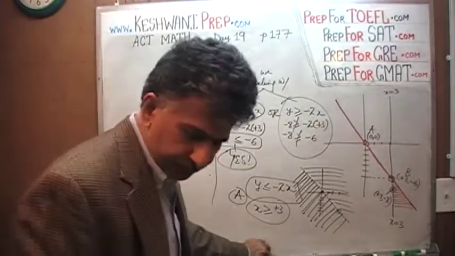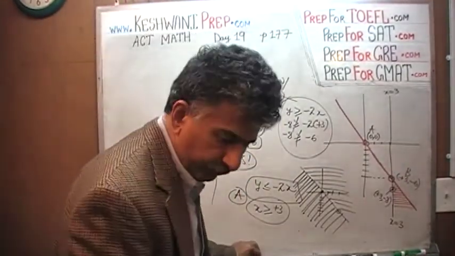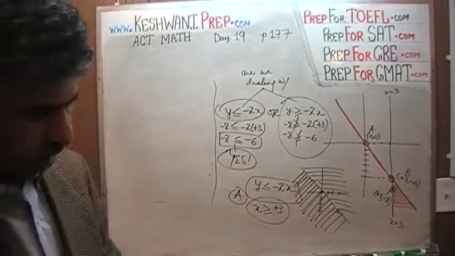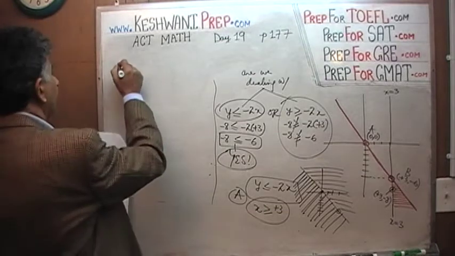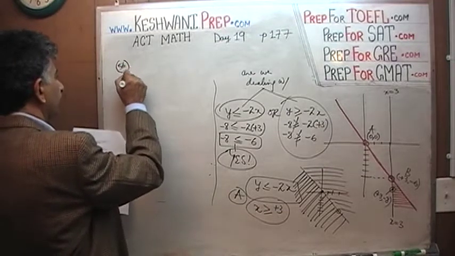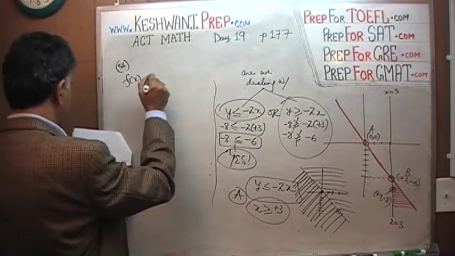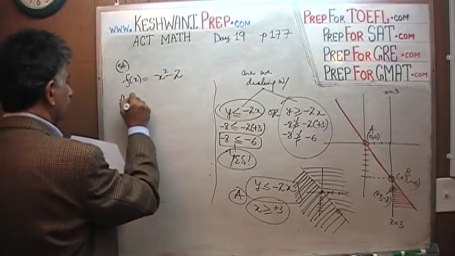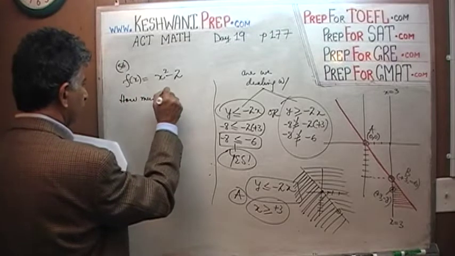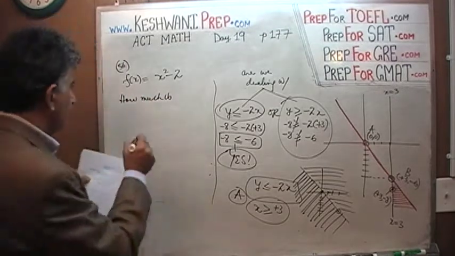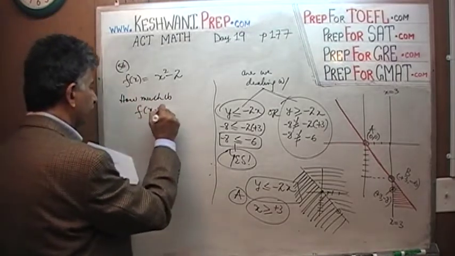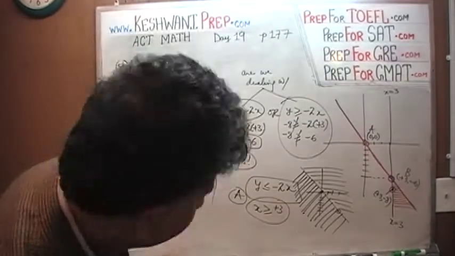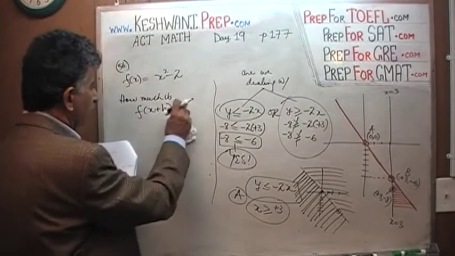In number 56, we are told that f of x equals x squared minus 2. The question is, how much is f of x plus h? Well, it's very simple. If you're going to say how much is, then we don't have to put the equal sign. How much is that quantity?